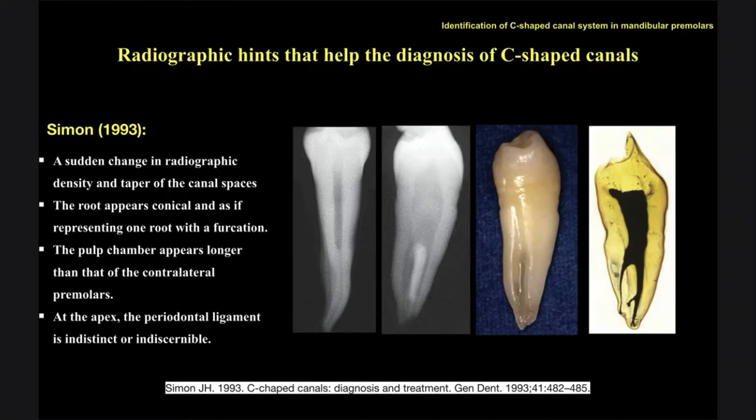The radiographic hints that help the diagnosis of C-shaped roots. In 1993, Dr. Fan proposed that from the preoperative X-ray, if there's a sudden change in the radiographic density and the taper of the canal spaces, it may indicate a C-shaped canal. Also, if the root appears conical, as if representing one root with one furcation, and usually the pulp chamber appears longer than that of the contralateral premolars. But sometimes, from the panoramic radiograph or from the CBCT, you will find bilateral C-shaped roots or bilateral C-shaped canals in the mandibular premolars.